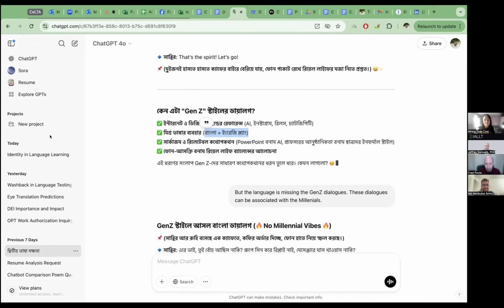People are really active in Facebook and other social media. So if ChatGPT has access to Facebook content, maybe it can extract some of the new language or the informal slang, but I don't think ChatGPT has access to Facebook's content. That's maybe for Bangla.